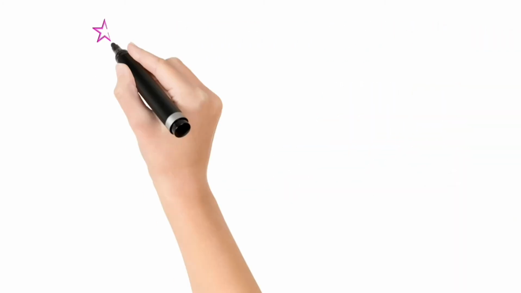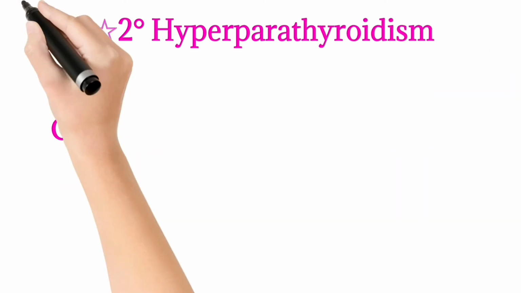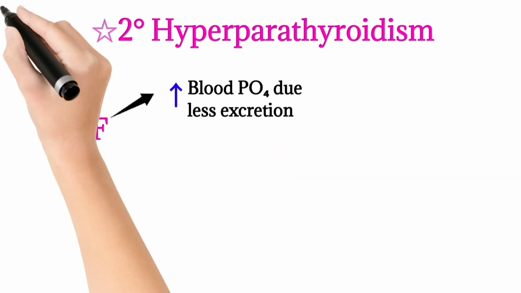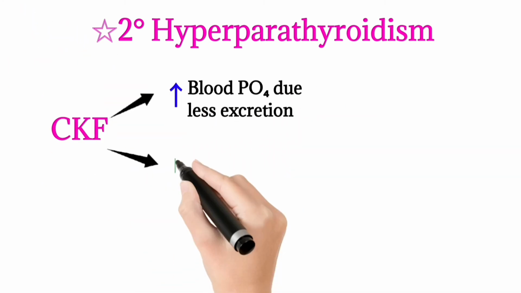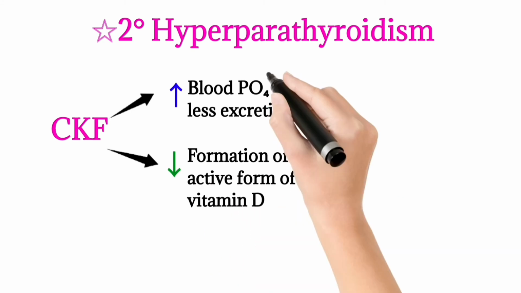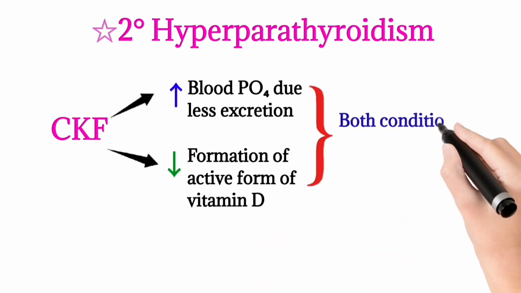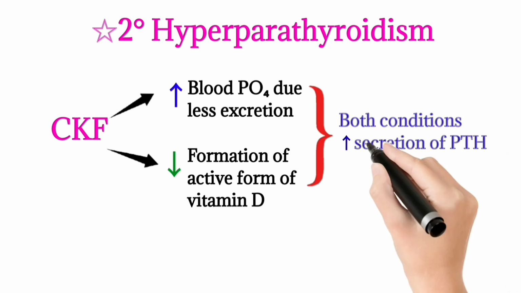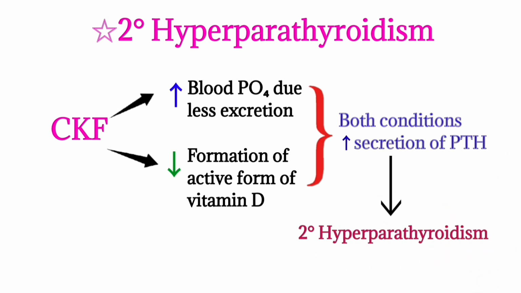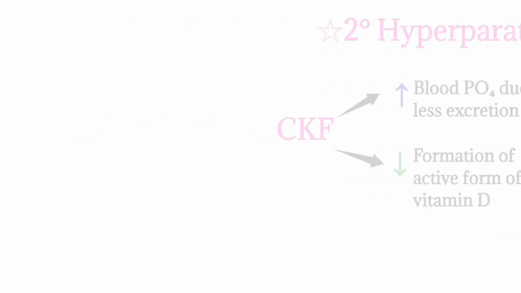Right? Secondary hyperparathyroidism. Chronic kidney failure increases blood phosphate due to less excretion and decreases formation of the active form of vitamin D, which is calcitriol. Both conditions increase secretion of parathyroid hormone, which can lead to secondary hyperparathyroidism.